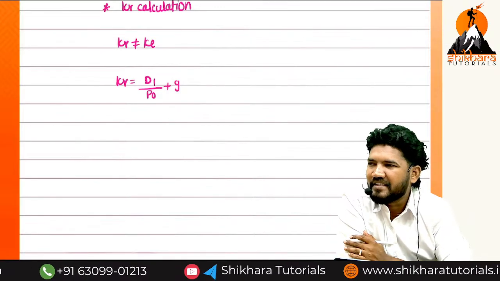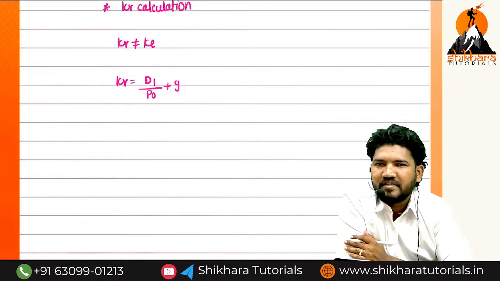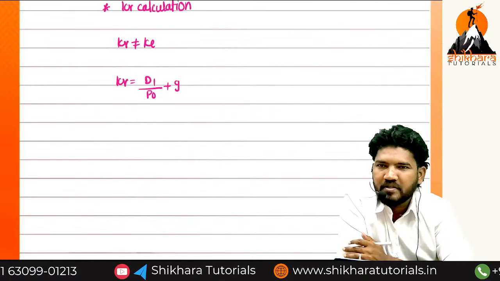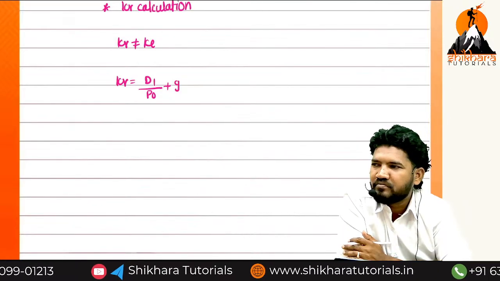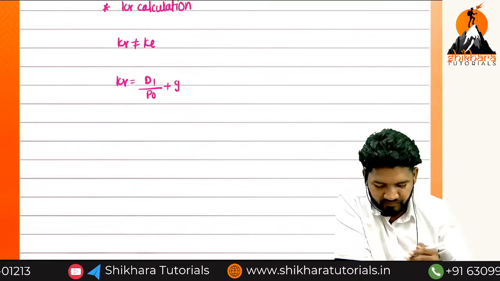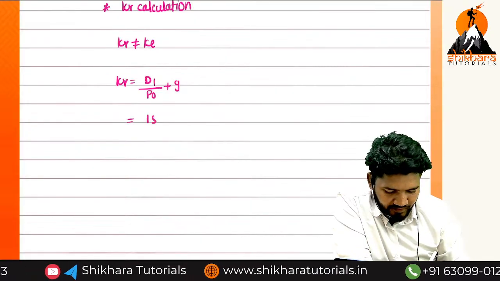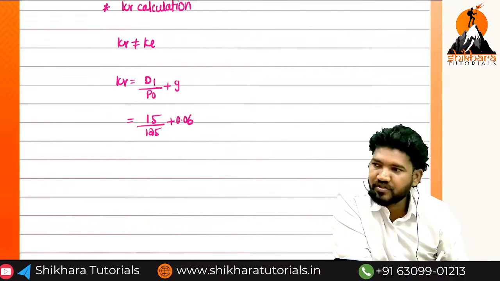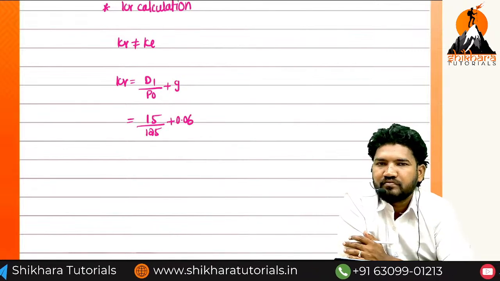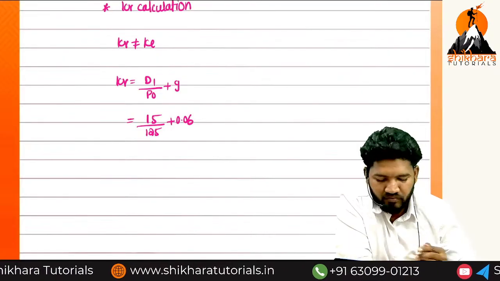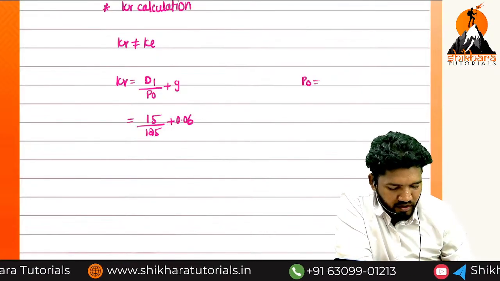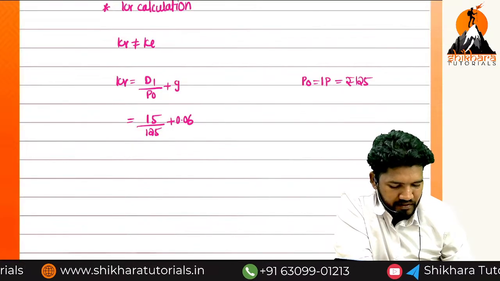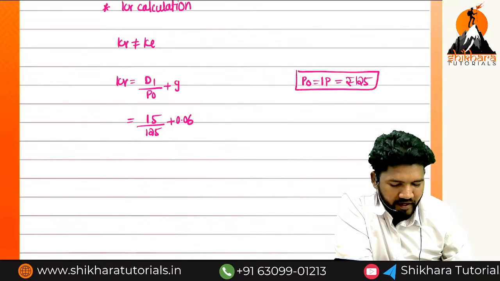Sir, same only na sir? Same only na? T1 divided by P0 plus growth, same formula only na above also. But what is the difference? T1 15, P0 125, growth 0.06. P0 equals to only issue price, that equals to rupees 125. That's the point I covered. Go and check.